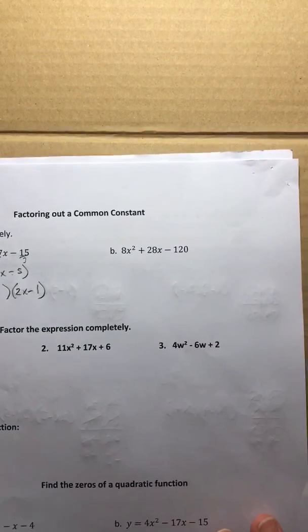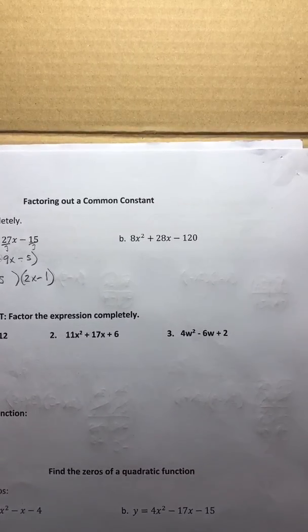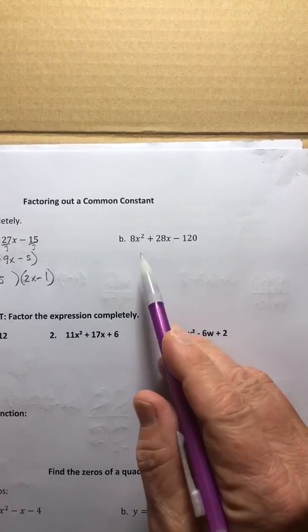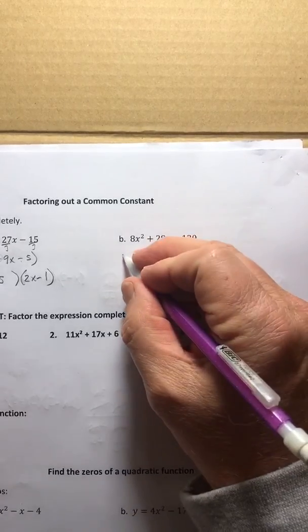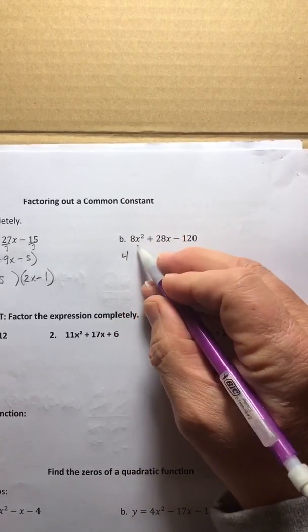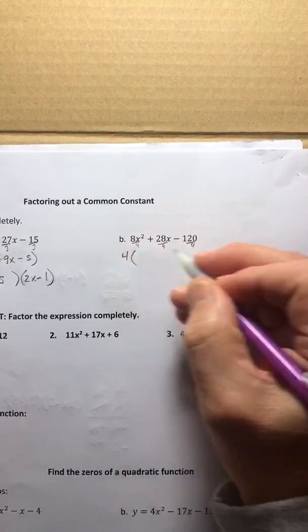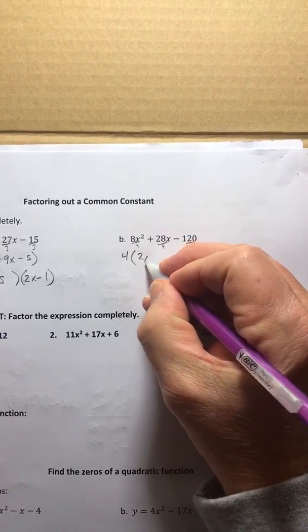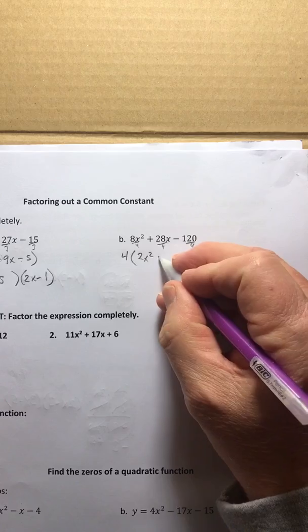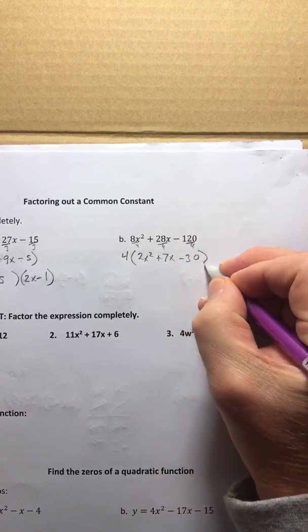All right, so now if we look at the second one, again, we're going to look at it and see if we can factor out a common factor. In this case, the common factor would be 4 because all these are divisible by 4 and that's the biggest number. So we would factor the 4 out, bring it out front, divide each of these by that 4, and then what is left over we put down here. So it leaves us with 2x squared plus 7x and then minus 30.